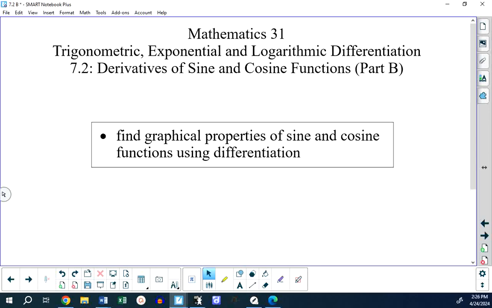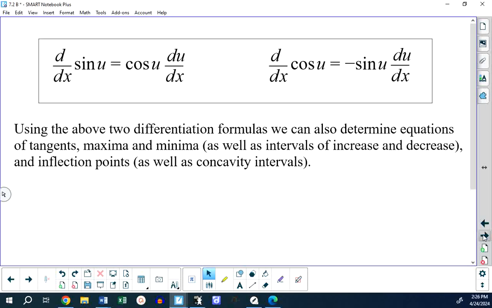So to begin with, this is just telling you what we're doing. We're going to use this stuff to do more problems. Problems that involve equations of tangents, max-mins. Well, we're not going to do any examples with max-mins or concavity because those are the ones that take too long.